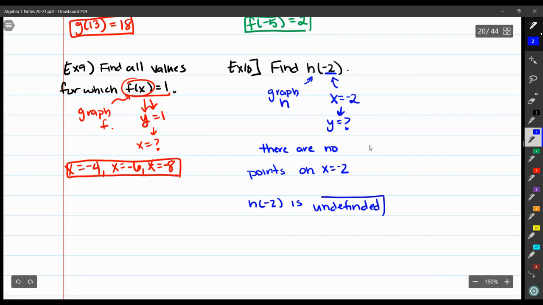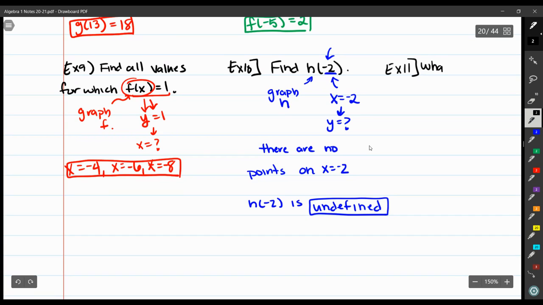Because there is not a point, we call that undefined. There we go. Because there's not a point on that x, there is no y for that specific x value. So it's not defined. We say it's undefined. And then we have our last one, example 11.